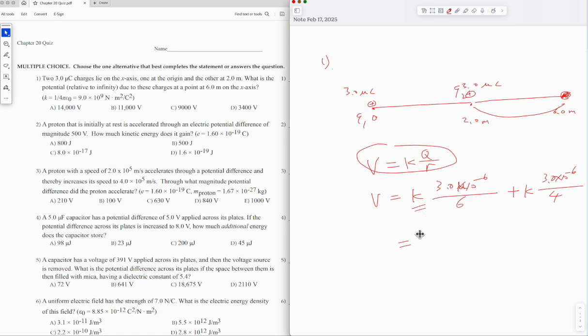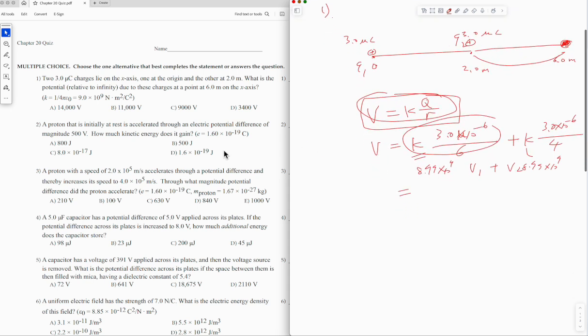So you put 8.99 times 10 to the power 9, same thing here, 8.99 times 10 to the power 9. Then just do the calculation. That's the potential. So the net potential due to point charges: for 1 point charge, use this equation. Now you have 2 point charges, so basically the potential V equals V1 plus V2, the potential due to Q1 plus the potential due to Q2. Second one.